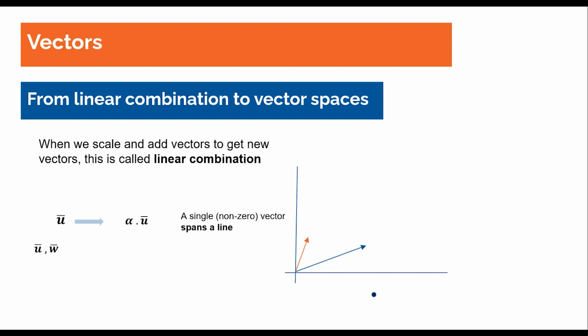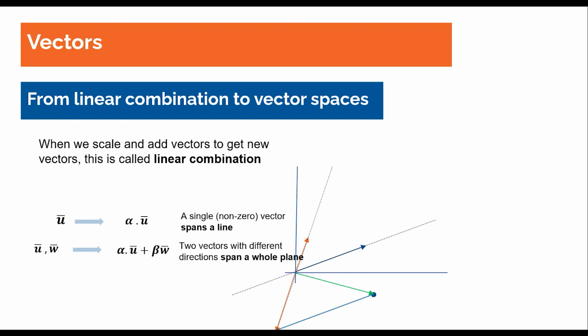The answer is yes, we can get there by linear combination. First, we need to scale u and w, and then add them up. So from this example, we can somehow conclude that we can go anywhere in the plane by linear combination of two vectors with different directions. Saying it differently, two vectors with different directions span a whole plane.